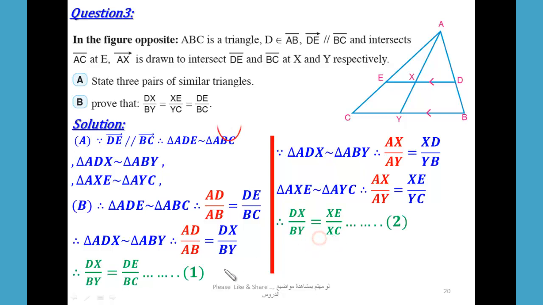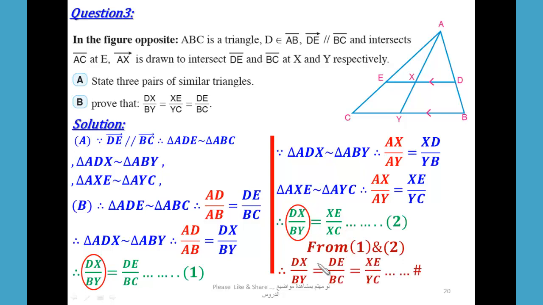Look at 1 and 2. We have DX over BY and the left side, DX over BY. Then you can deduce that DE over BC equals XE over YC. From 1 and 2, we can say that DX over BY equals DE over BC equals XE over YC. And this is the second required.